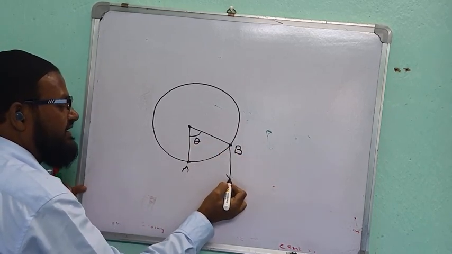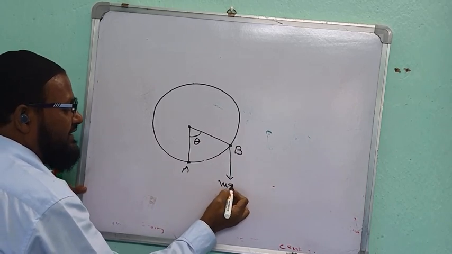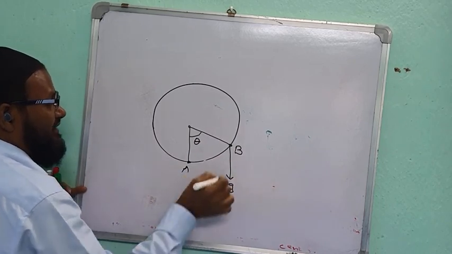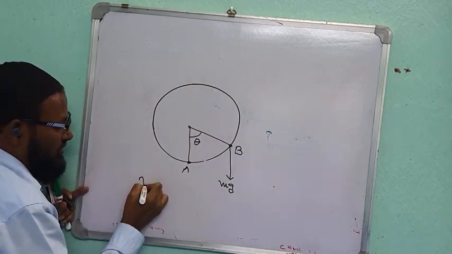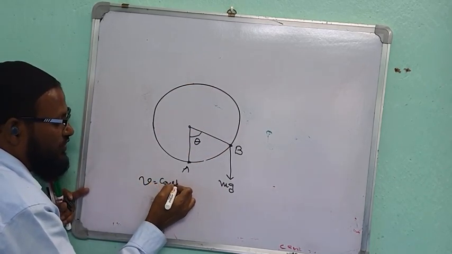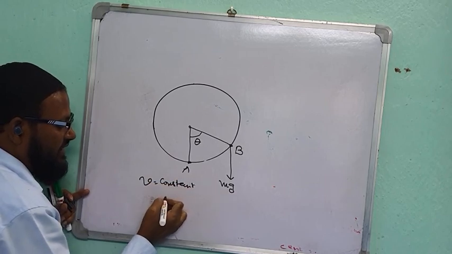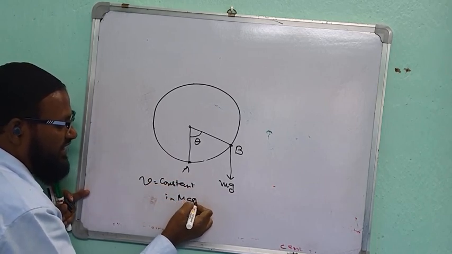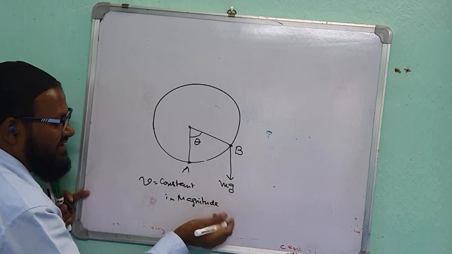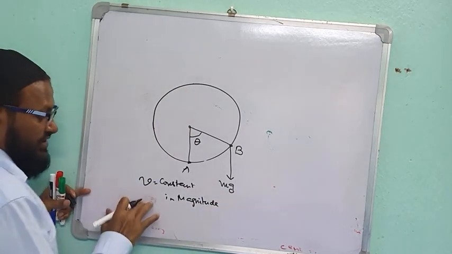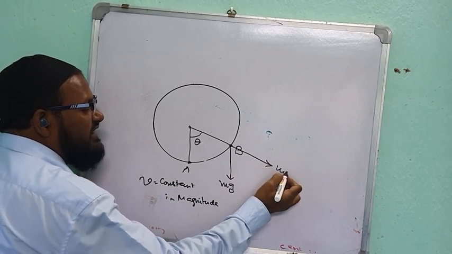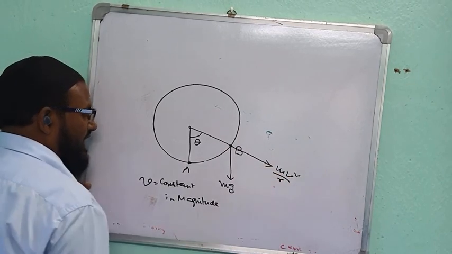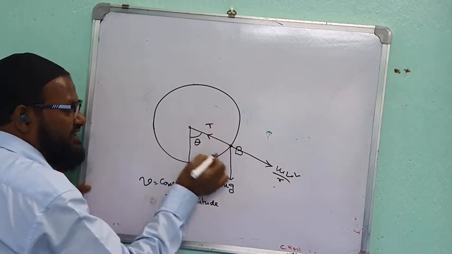This is mg. And one thing is important. Here the body is moving. Suppose v is constant in magnitude, not in direction. Direction is changing. Constant in magnitude. So in this direction, this is mv squared by r. And this is the tension.